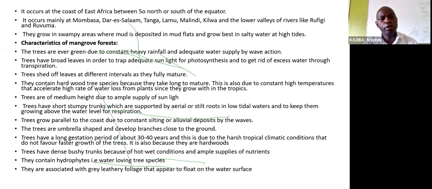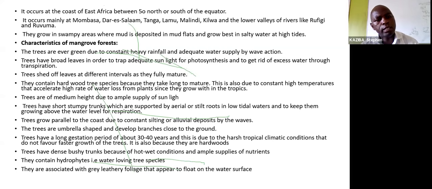Then the trees have broad leaves. And why do they have broad leaves? They need to trap adequate sunlight for photosynthesis. And they also need to get rid of excess water through transpiration. Then the trees shed off their leaves at different intervals as they fully mature.